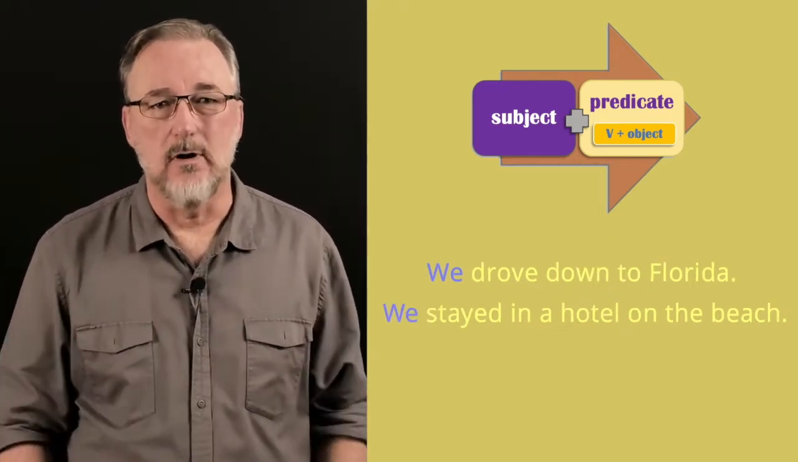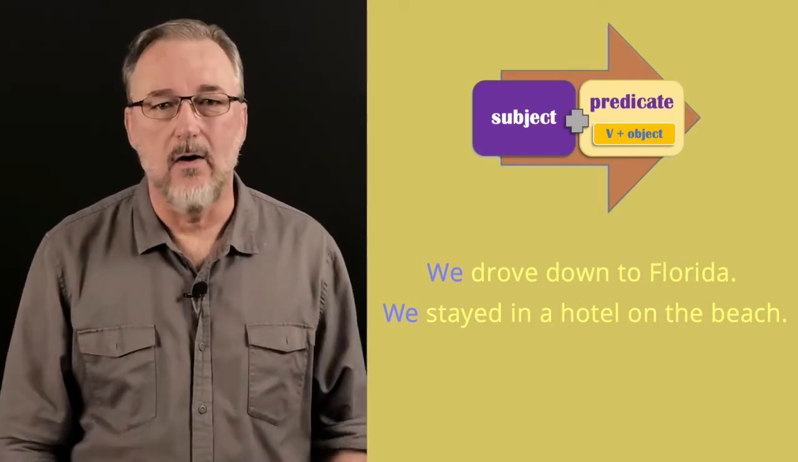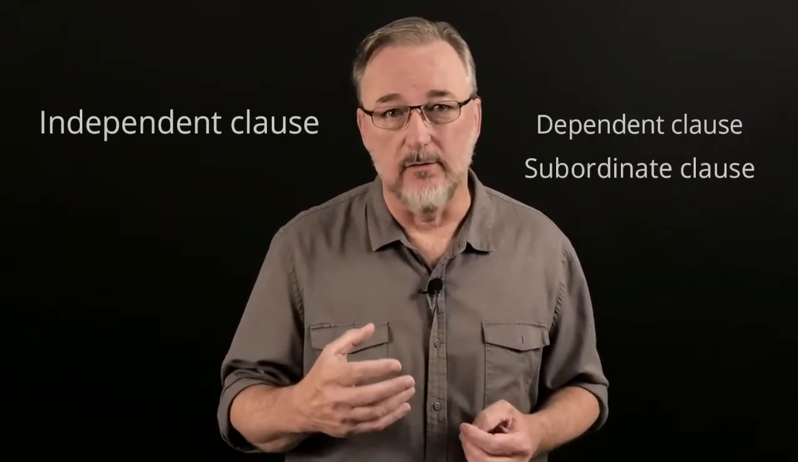We drove down to Florida. We stayed in a hotel on the beach. Grammar note, as we saw in the previous video, this combination of subject and predicate is called a clause. More specifically, it's an independent clause, since it can stand alone as a sentence if you want it to. This is in contrast with dependent or subordinate clauses, which we'll look at in a minute.